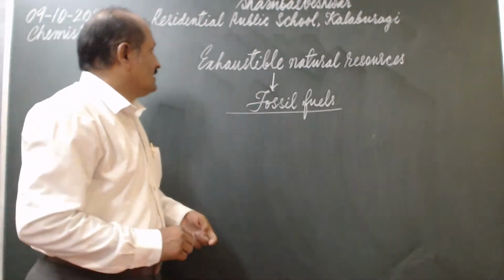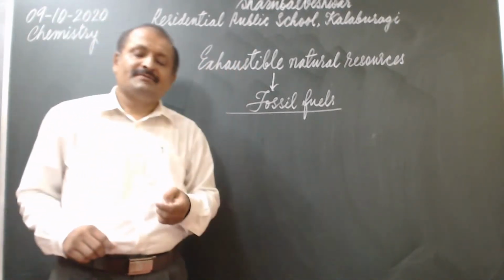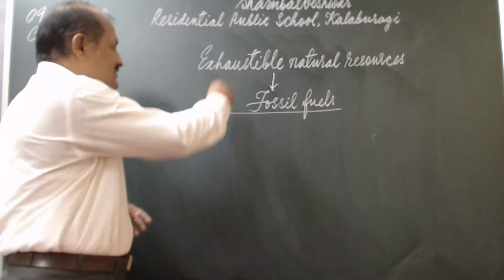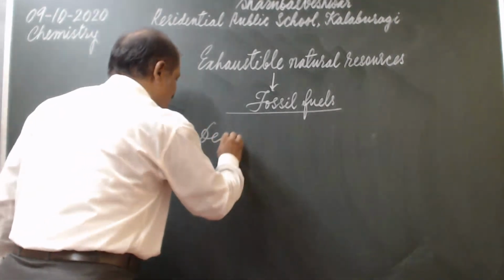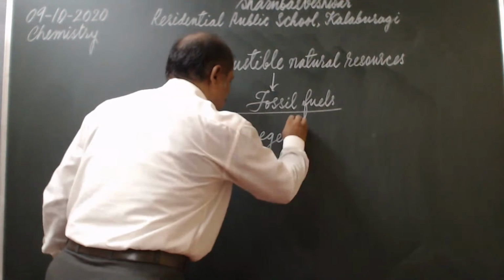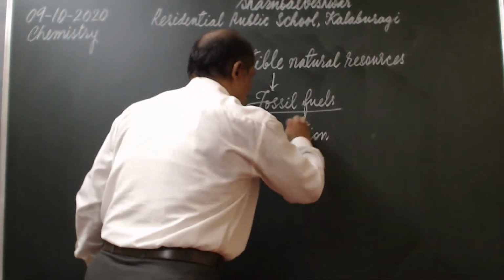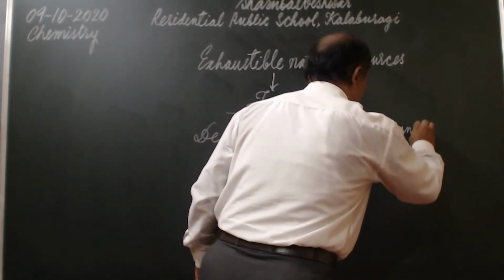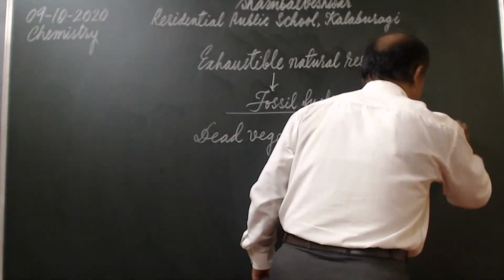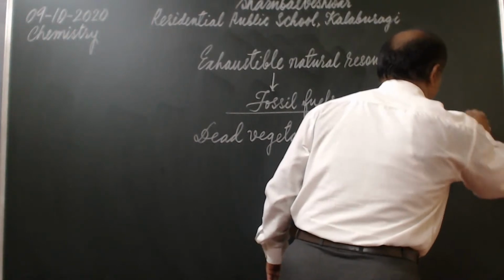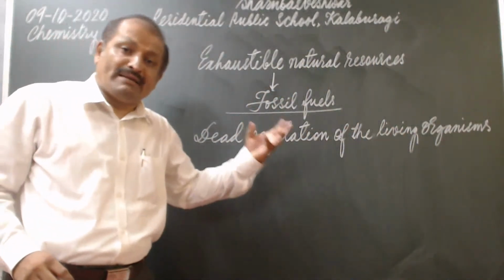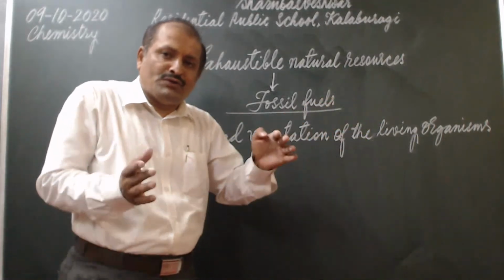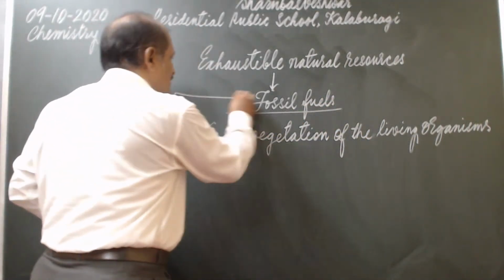Dear students, see, the exhaustible natural resources are formed from the dead vegetation of the living organisms. So I am highlighting the points so that you can remember. The dead vegetation of the living organisms will be transformed into what is known as fossil fuels.